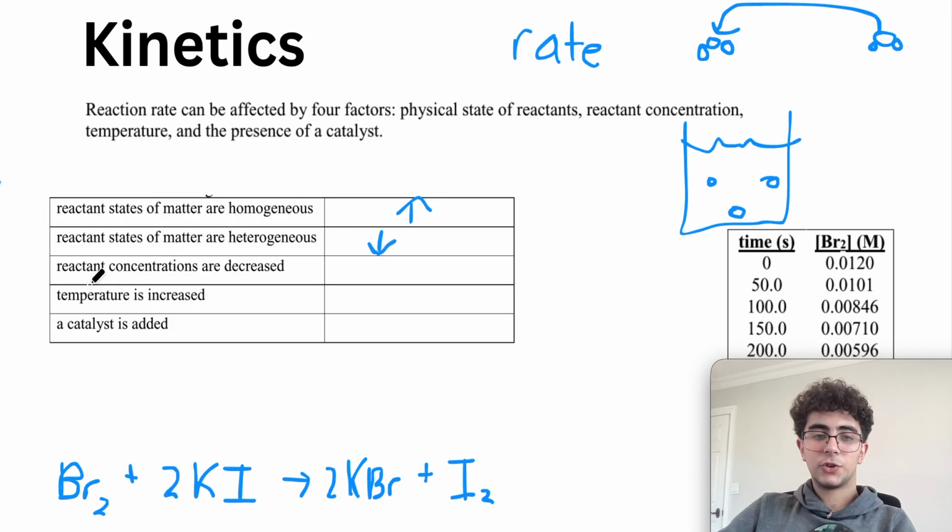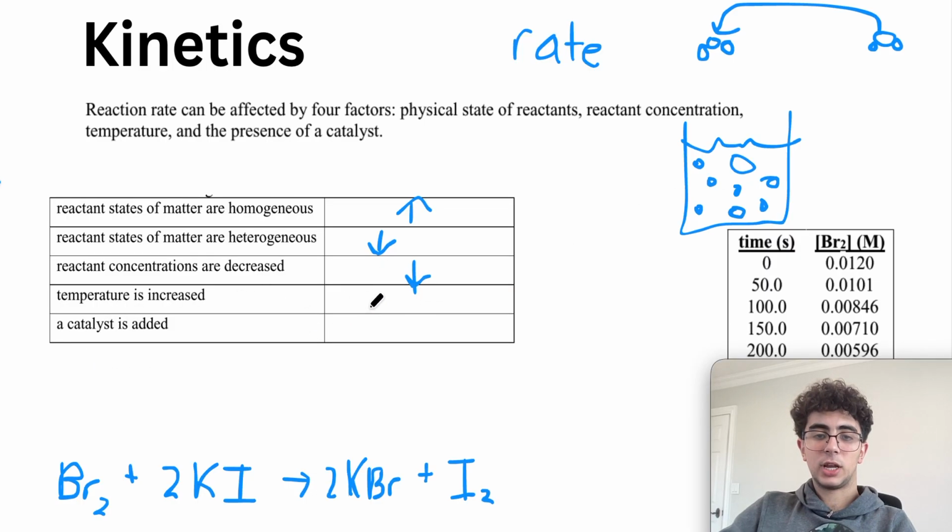If the concentration of the reactant is decreased, what will happen? The rate is going to go down. That's because if the concentration is decreased, you're going to have less stuff, so there's going to be less collisions in general. Imagine the concentration was way higher. There's going to be way more collisions, and the reaction is going to be faster. So when the concentration is decreased, the rate goes down.